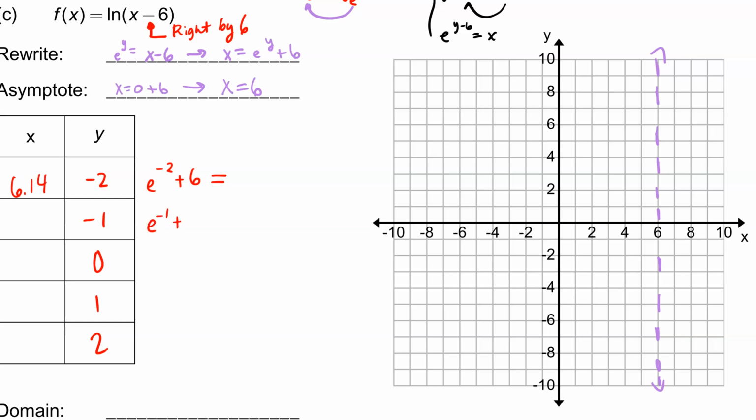e to the -1 plus 6. Oh my gosh, this is once again going to have to be a calculator question. But you could do the rest, right? You could do at least e to the 0. e to the 0 is 1. 1 plus 6 is 7. e to the first plus 6. e squared plus 6.